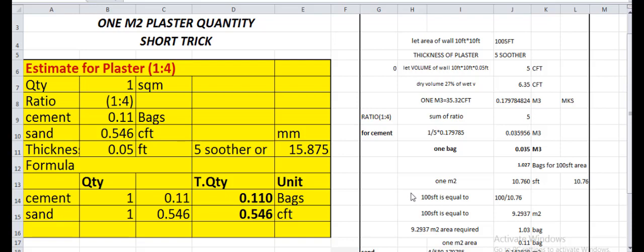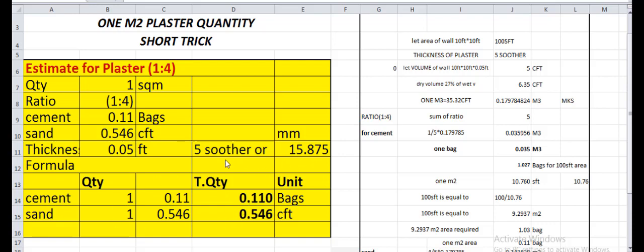So for ease, I calculated some short tricks. You can see we require 0.11 bags for 1 square meter. In sand we require 0.54 CFT. We consider the thickness of the plaster as 0.05 feet. It means 5 sutures. As you know, 1 inch has 8 sutures and 1 foot is 12 inches. We make this conversion, then we calculate 0.05. Then, as you know, 1 suture is 3.175 mm, so if you multiply by this, it becomes around 16 mm.